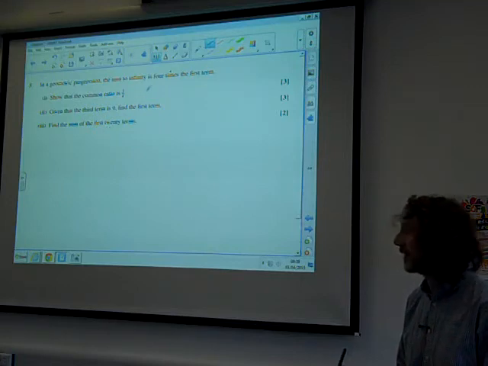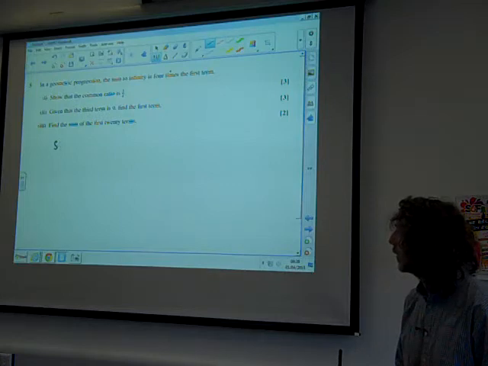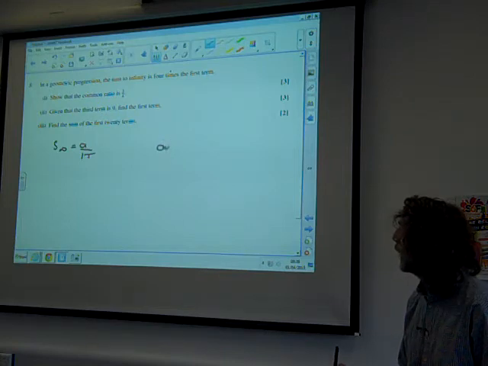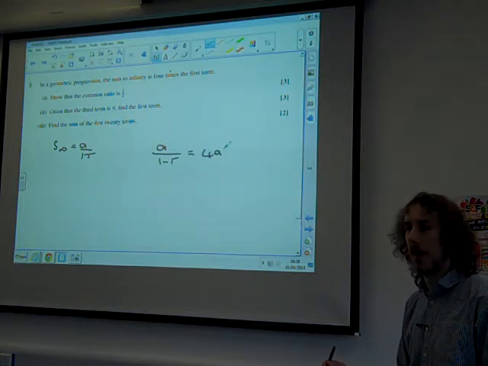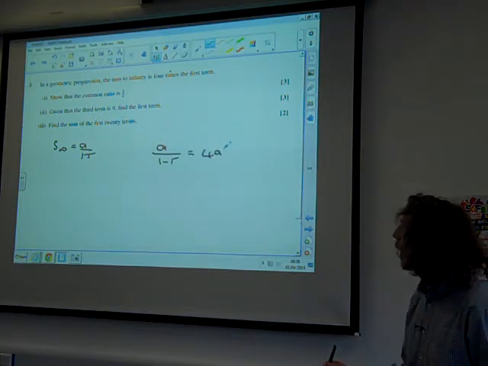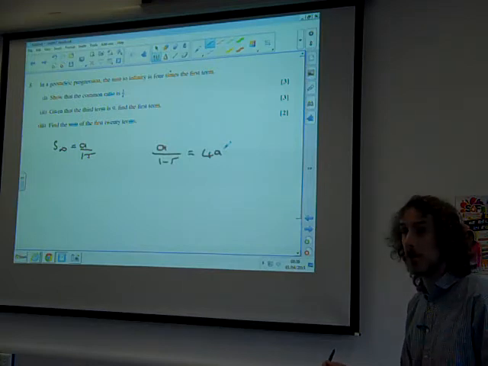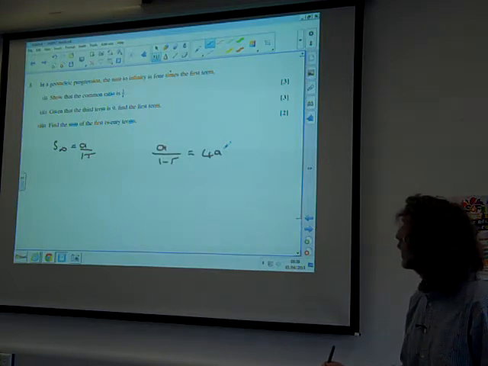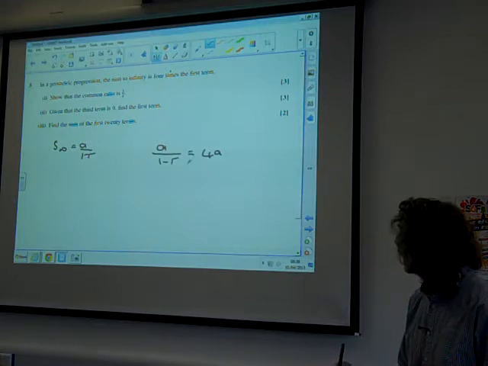The sum to infinity, well, that's a over 1 minus r on the formula booklet. And that is 4 times the first term. So a over 1 minus r is equal to 4 times the first term a. And we need to solve this equation. Well, it's got a as a common factor of both sides. Let's multiply by 1 minus r first.